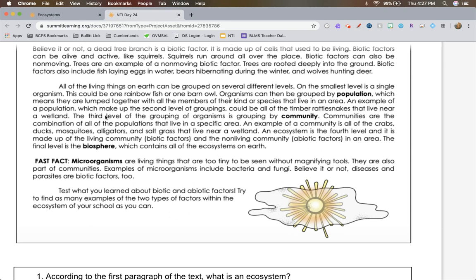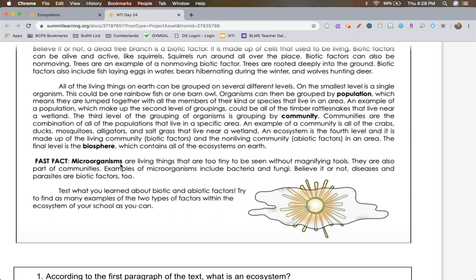Communities are the combination of all the populations that live in a specific area. An example of a community is all of the crabs, ducks, mosquitoes, alligators, and saltgrass that live near a wetland. An ecosystem is the fourth level, and it is made up of the living community, biotic factors, and the non-living community, abiotic factors, in an area. The final level is the biosphere, which contains all the ecosystems on Earth.